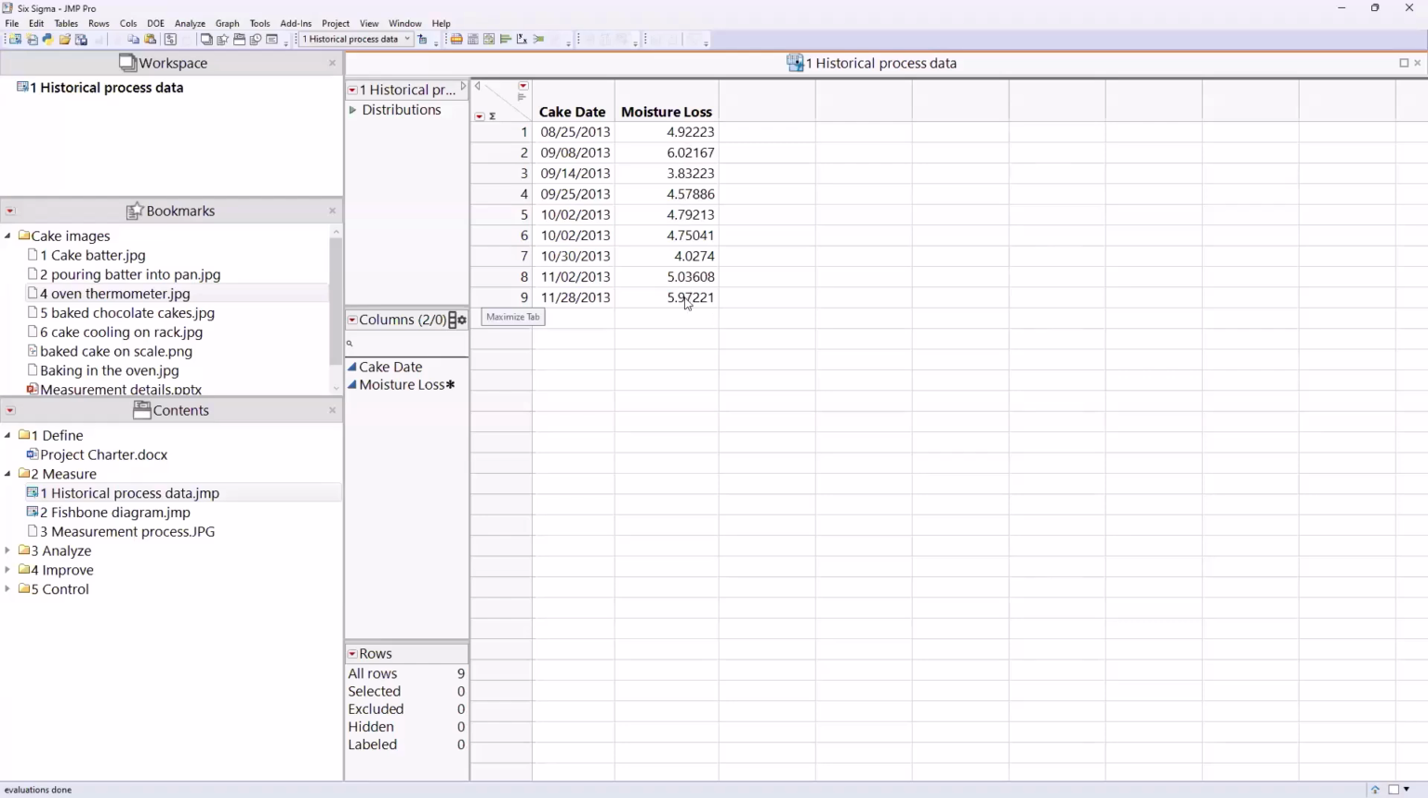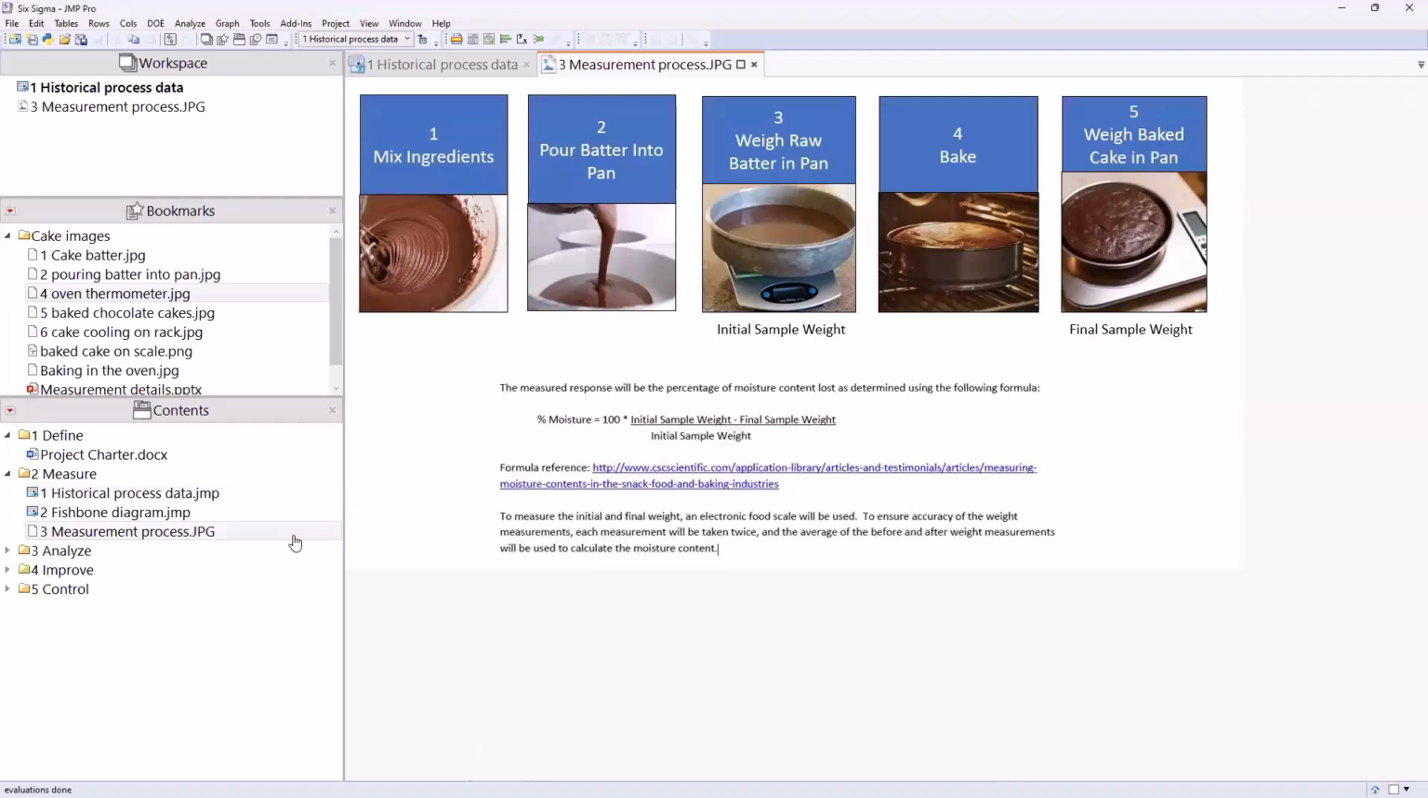And so you might be asking yourself, well, how did you measure the moisture loss? Great question. I have that documented here in this JPEG titled Measurement Process. So I'm going to pop that open so you can see what the steps are. First I mix all of the ingredients in a bowl, then I pour the batter into a pan. And then once the batter is inside the baking pan, I weigh it and I obtained the initial sample weight that I used within this formula here to calculate the percentage of moisture loss.